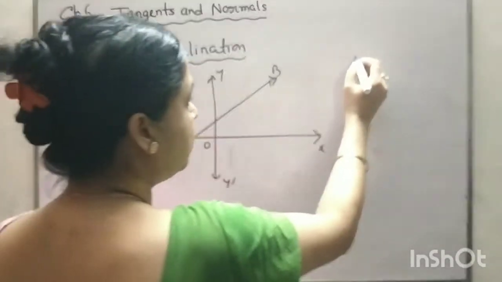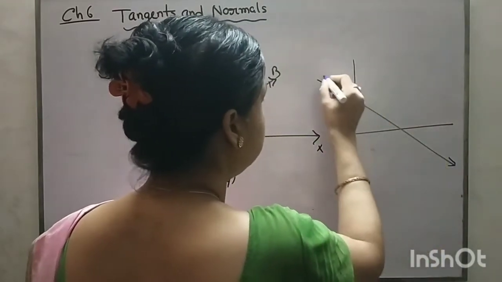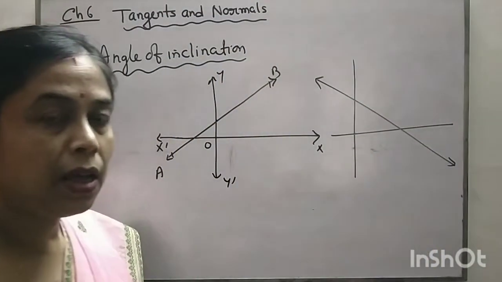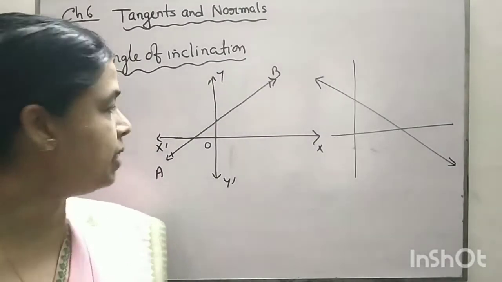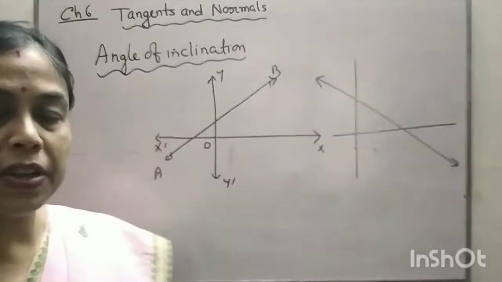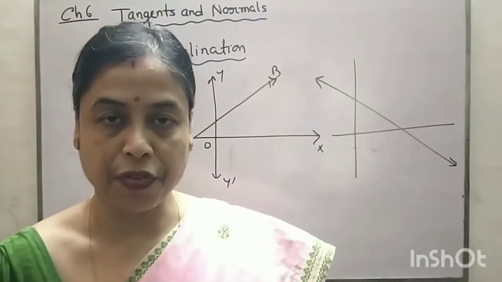Or you may consider the line like this. Say this is the line. Any one of these two figures. For both the figures, the angle of inclination can be defined. Now you see, this line, what is the angle of inclination that the line AB makes? Okay, that we have to know.